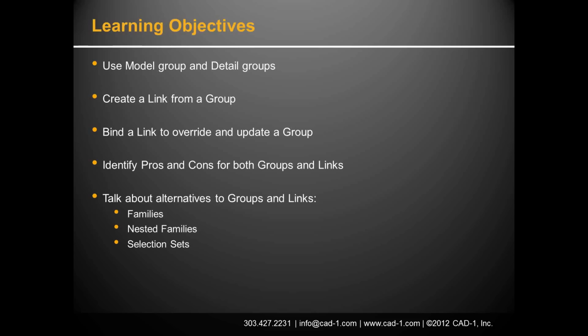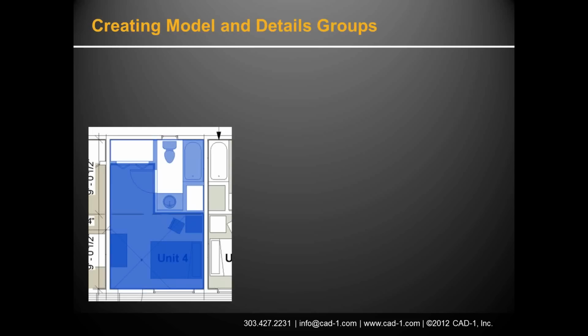The next part, I'm going to get into a little bit of the PowerPoint and talk about what a group is and how we make a group. Here I have a selection of something that would be a nice group. It is a unit plan, unit 4, and within this unit we've just selected everything. That's why it's turning blue. And from there, we can make a group from it.